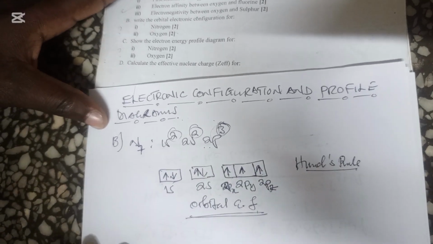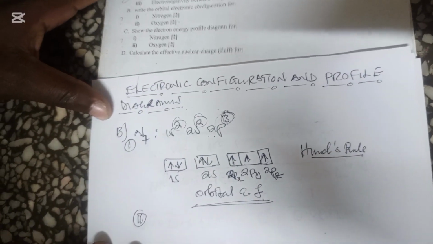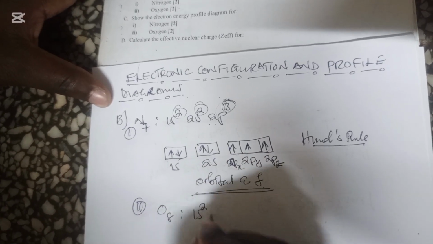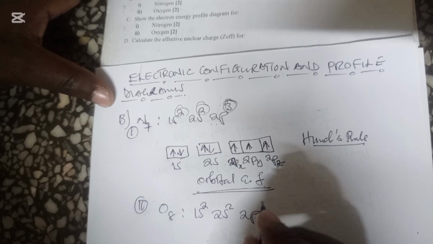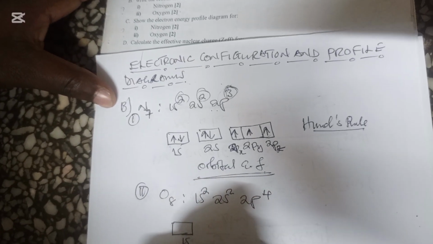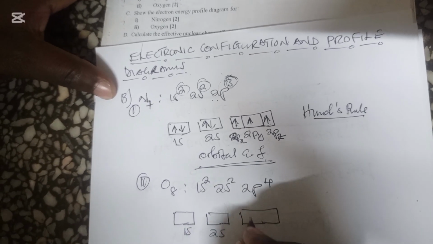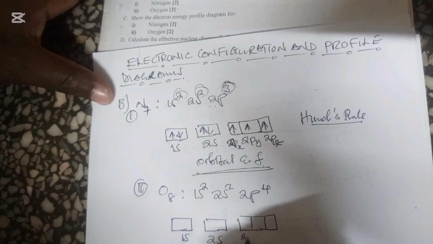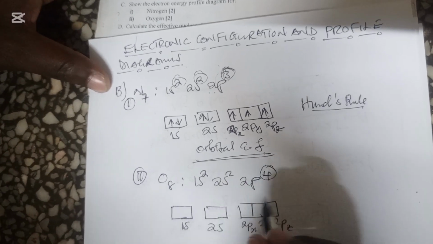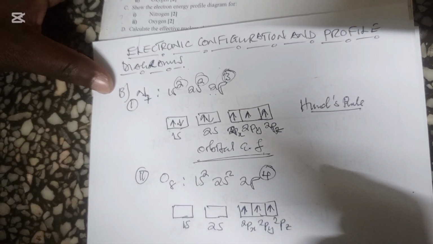or diagram. You do the same to the oxygen atom. Oxygen has 8 electrons, so you begin with 1s2, 2s2, 2p4. This is 1s, this is 2s. Then the p orbital should have 3 orbitals, remember: 2px, 2py, and 2pz. So there are 4 electrons. Each degenerate orbital should receive 1.